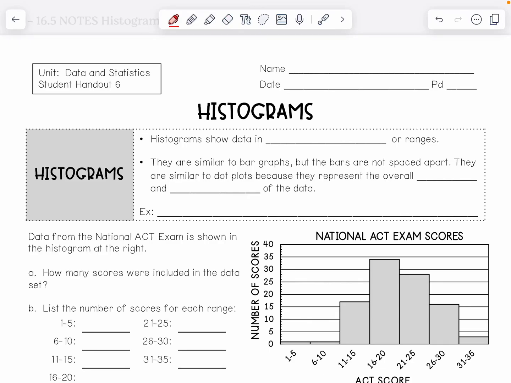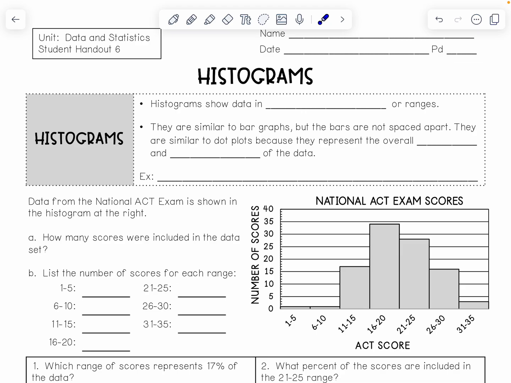In this video, we are going to be learning about histograms. So let's begin. Histograms are a kind of chart or graph that show data in intervals. So it's kind of like a dot plot or a bar graph, and you could even say it is a kind of bar graph. Here's an example of a histogram.